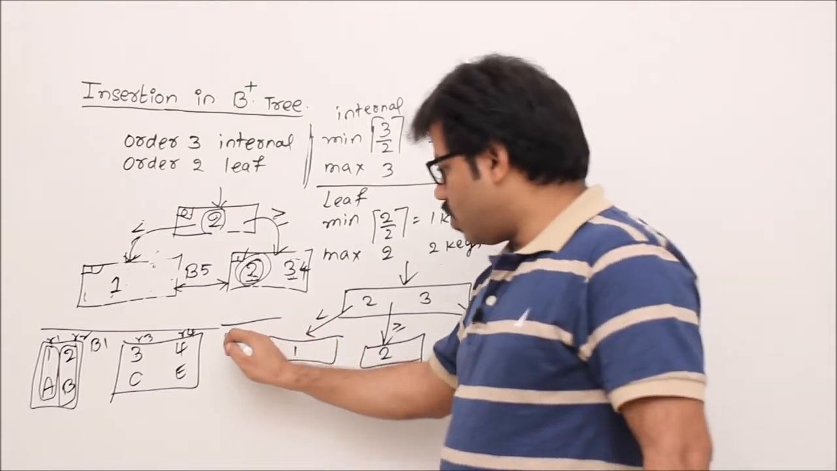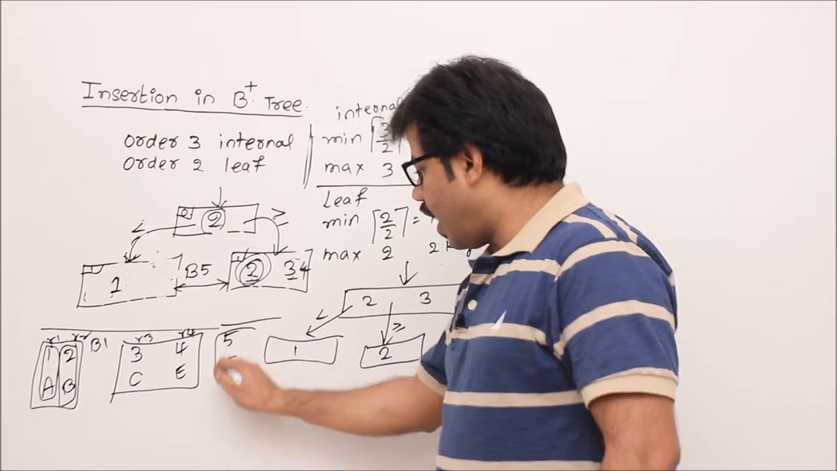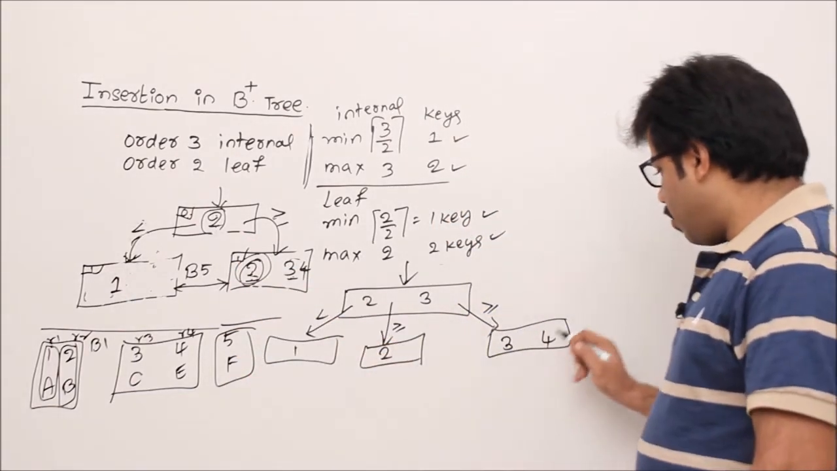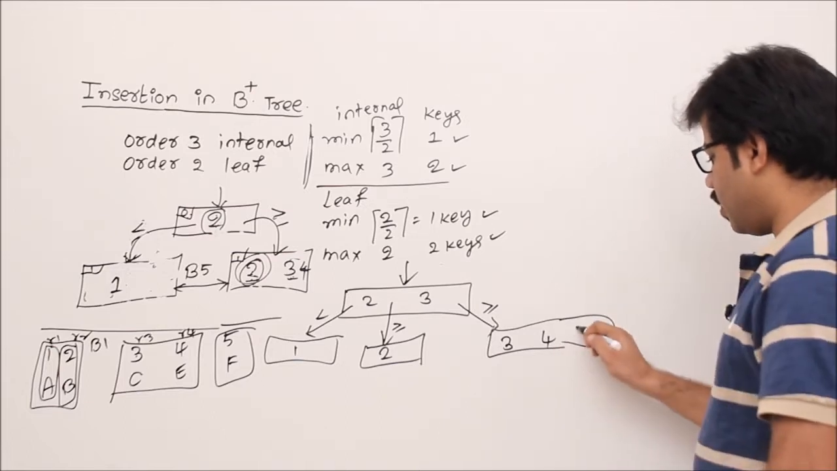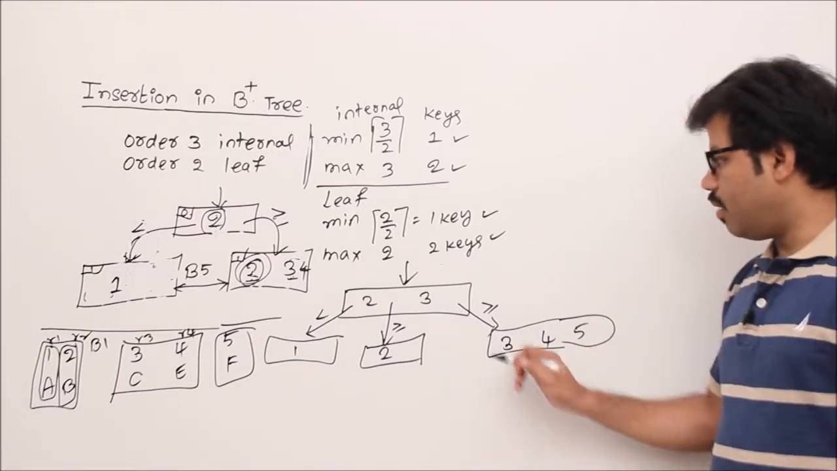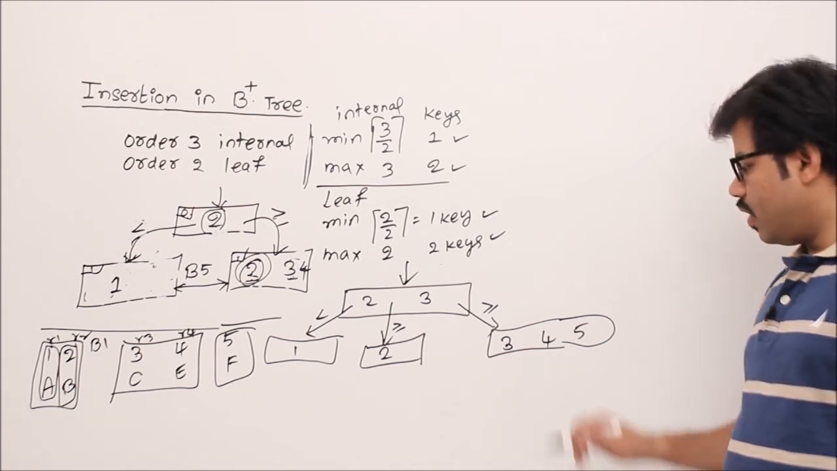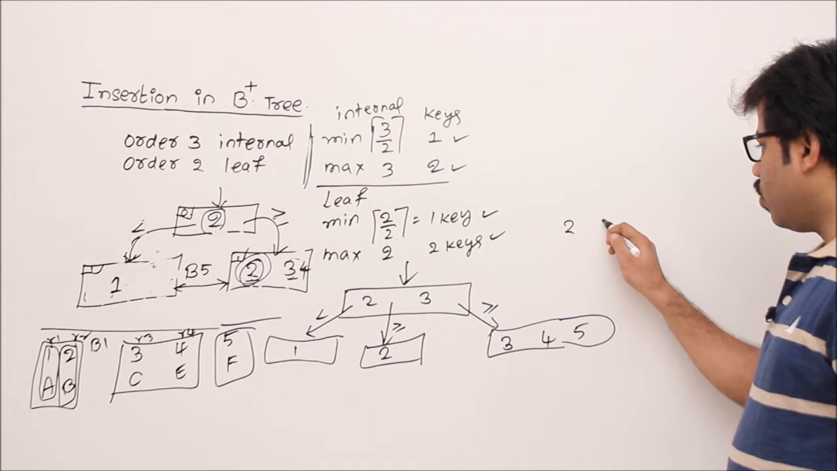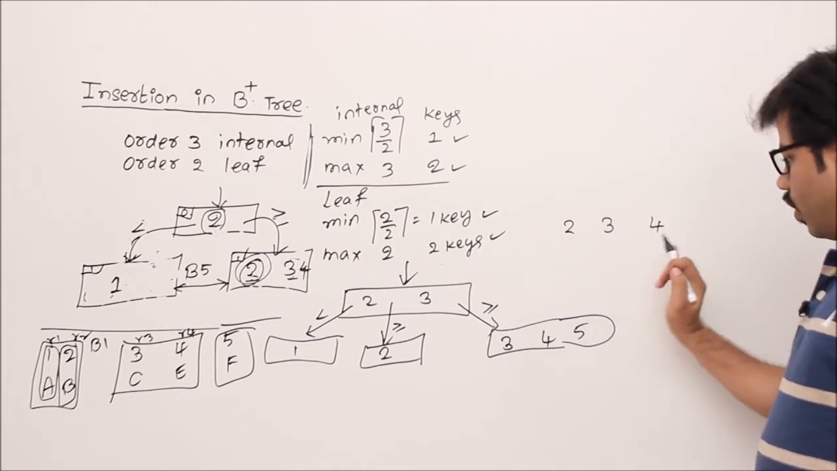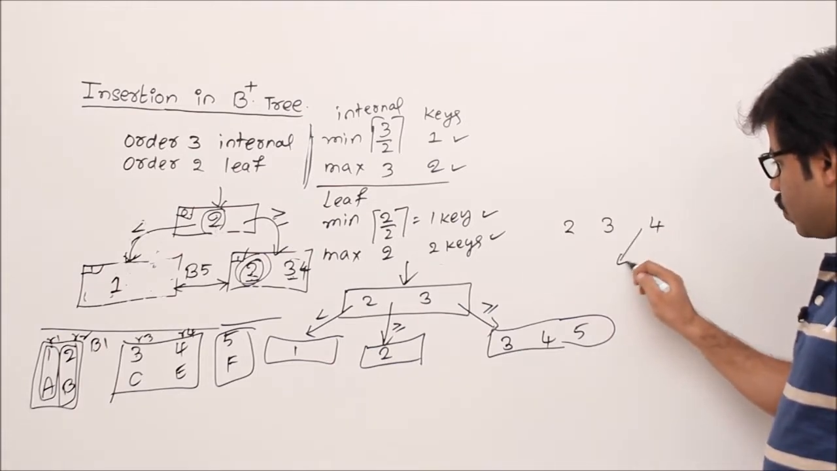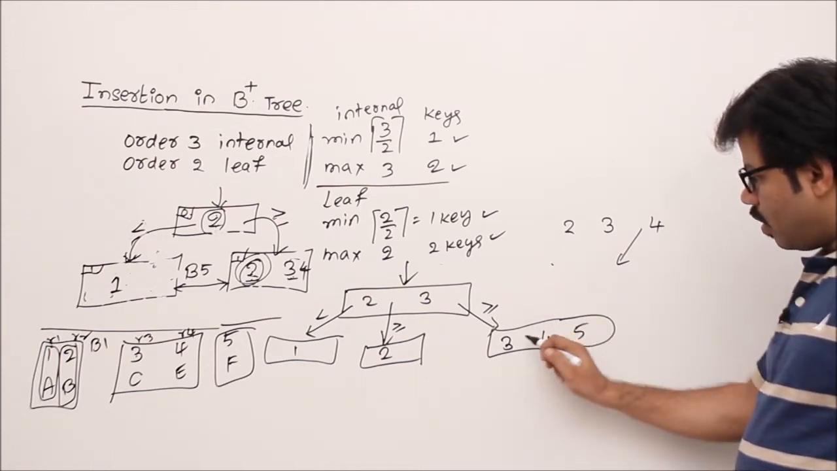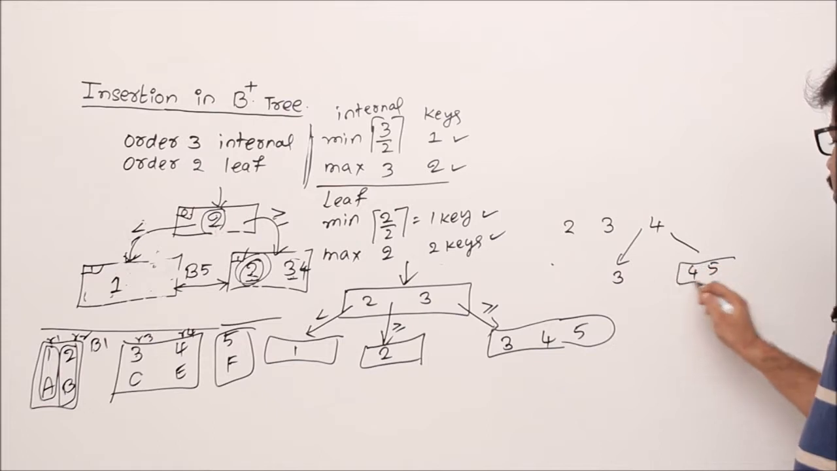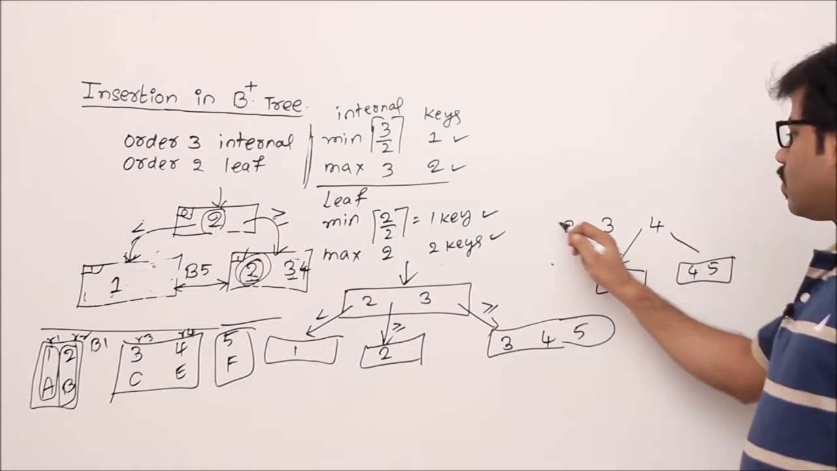Let's add one more, 5 comma f. If I add 5 comma f, what happens? We search for 5, and you end up here, correct? Then we have 3, 4, 5, so again the maximum condition is violated at the leaf. Then send 4 up. When you send 4 up, the technique is like this: only focus on 4. 4 is going up, 4's left should be 3, and 4's right should be 4, 5. That is the B plus tree idea.